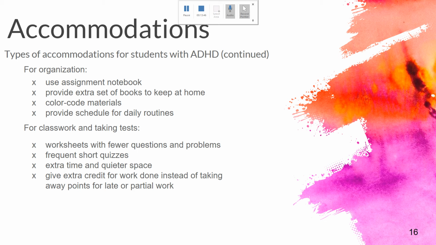And then also it allows them to work on their homework or work on their schoolwork instead of having to borrow books. Color coding materials is also very useful when working with students with ADHD. And then another accommodation that could be used for organization would be to provide a schedule of daily routines for the student. That way they know what to expect and when to expect it.